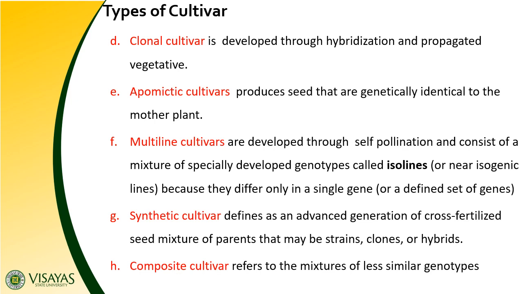So for example, multiline cultivars are mixtures of isogenic lines. These isogenic lines are phenotypically the same, but they only differ in a single gene. And synthetic cultivars are mixtures of cross-fertilized seeds that can be strain or clones or hybrids. So this synthetic cultivar is a mixture of seeds. More or less, they are also phenotypically the same.